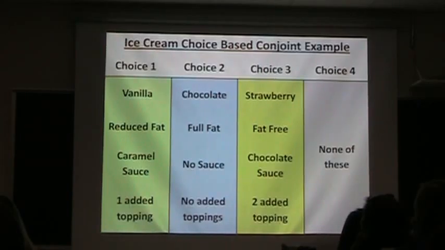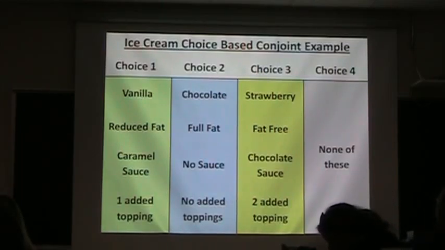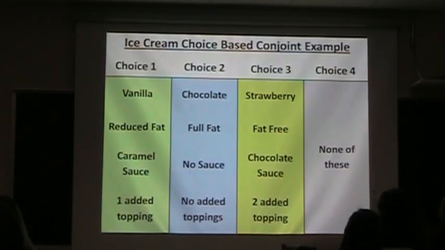Now imagine if I was to do this with not just this room, but hundreds of people, over and over and over again in all the different combinations. I could actually tell for our sample size what levels or what attributes, what features are driving choice for an entire sample.